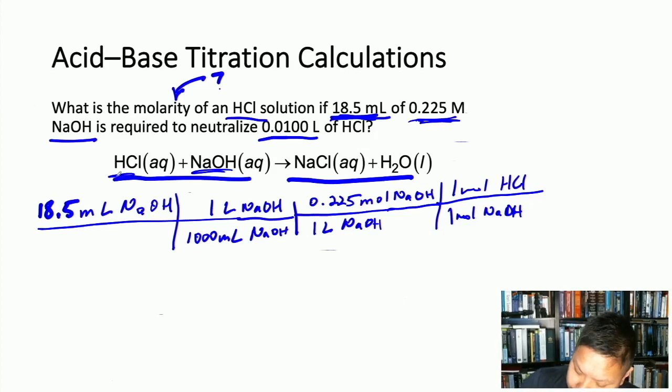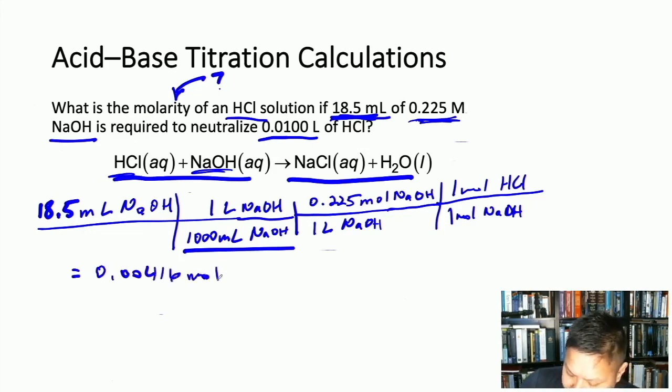So we'll do the math, right? 18.5 times 1 times 0.225 times 1, all divided by 1,000. And that gives us 0.00416 moles of HCl.